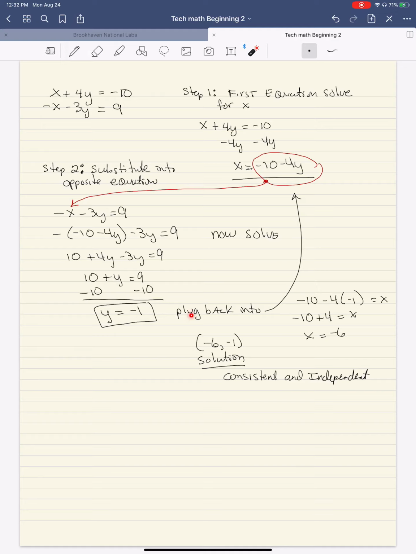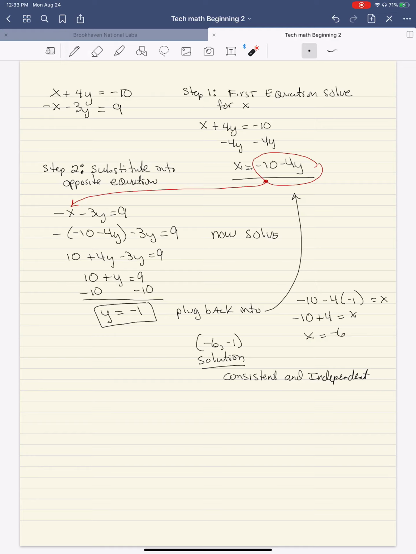So I take the y is minus 1. I'm going to bring it all the way back to here. And I'm going to insert a negative 1 for y right here. So minus 10 minus 4 times a minus 1. That's my x. Minus 10, so distribute this, you get a positive 4 as an x. Negative 10 plus 4 is negative 6, x equals negative 6.